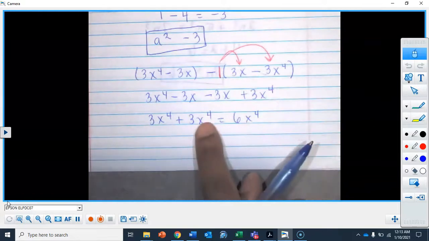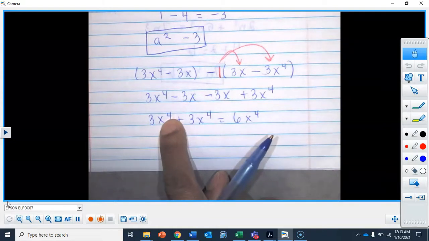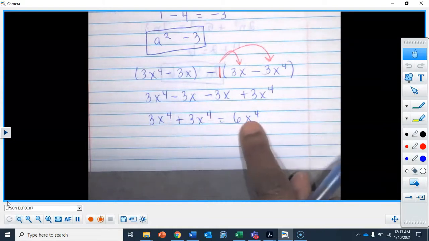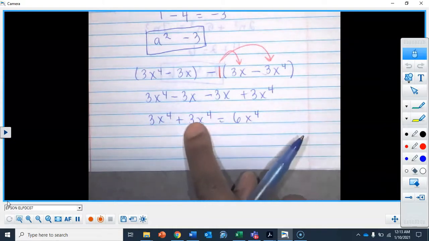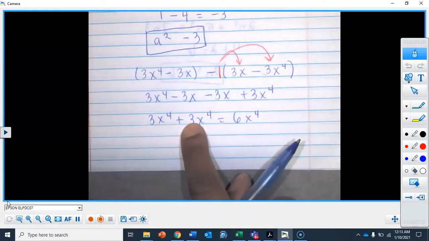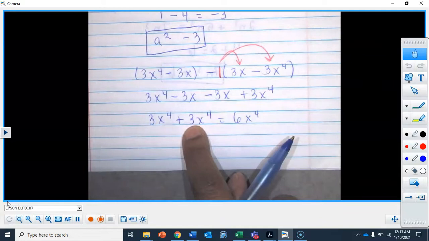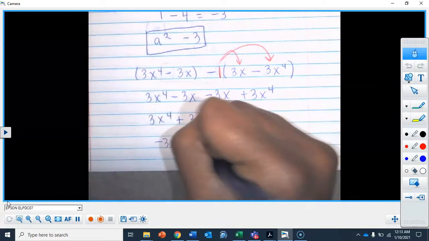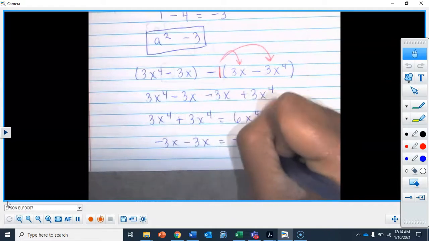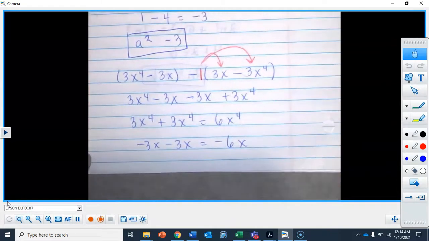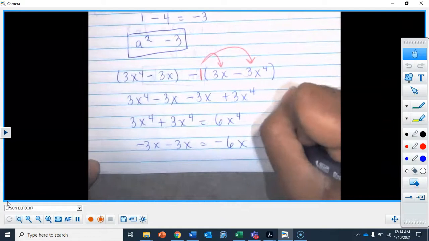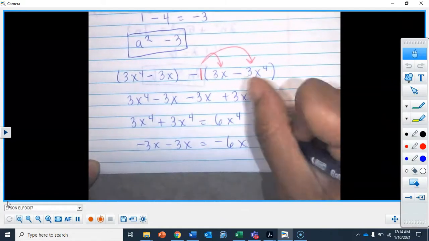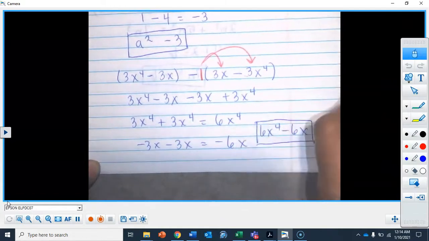Again, do not do anything to these powers or exponents. Go ahead and write it down and just evaluate the rule of integers on the coefficients, the numbers in the front. Okay, got to be clear on that. All right. Now, negative 3x minus 3x is negative 6x. So the final answer to this problem is 6x to the fourth minus 6x. And we're done.